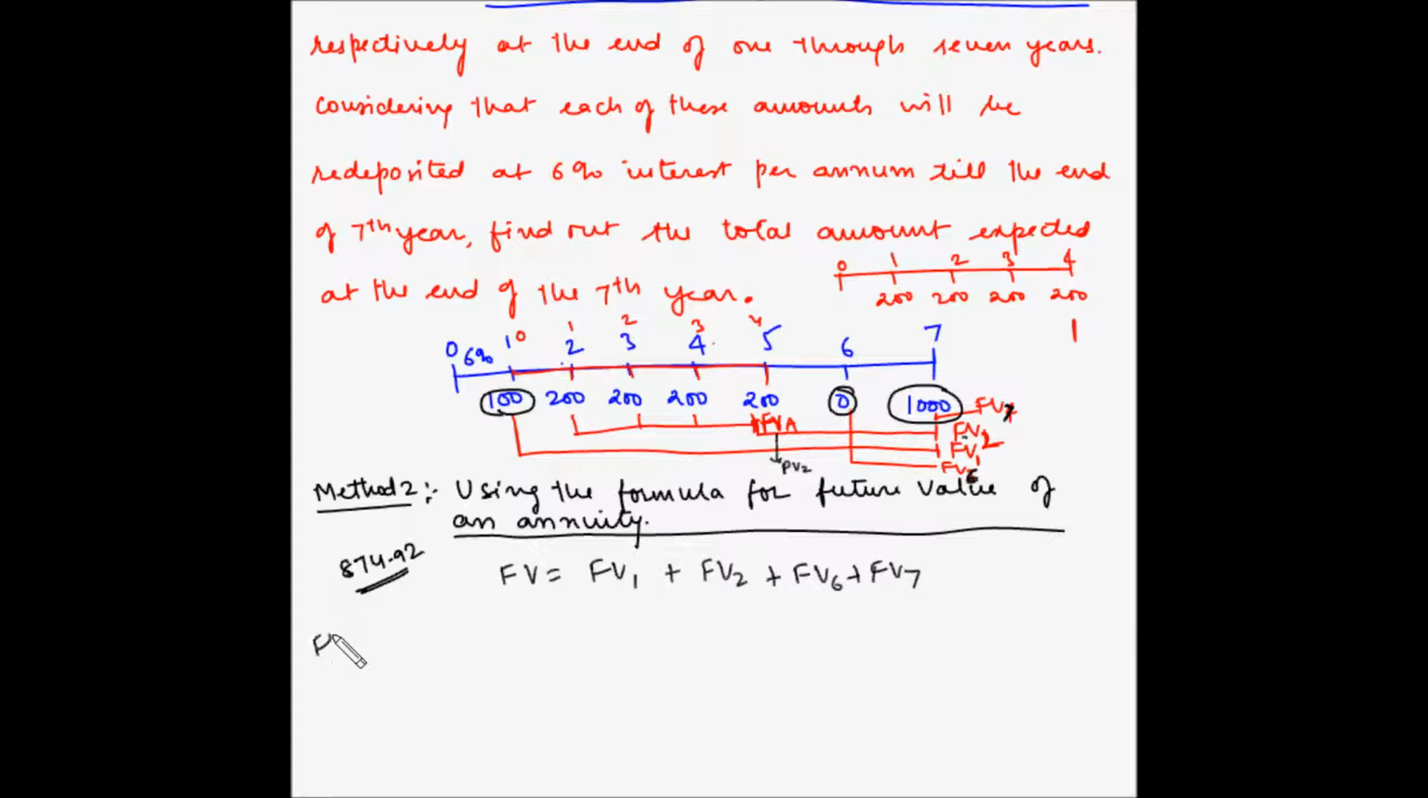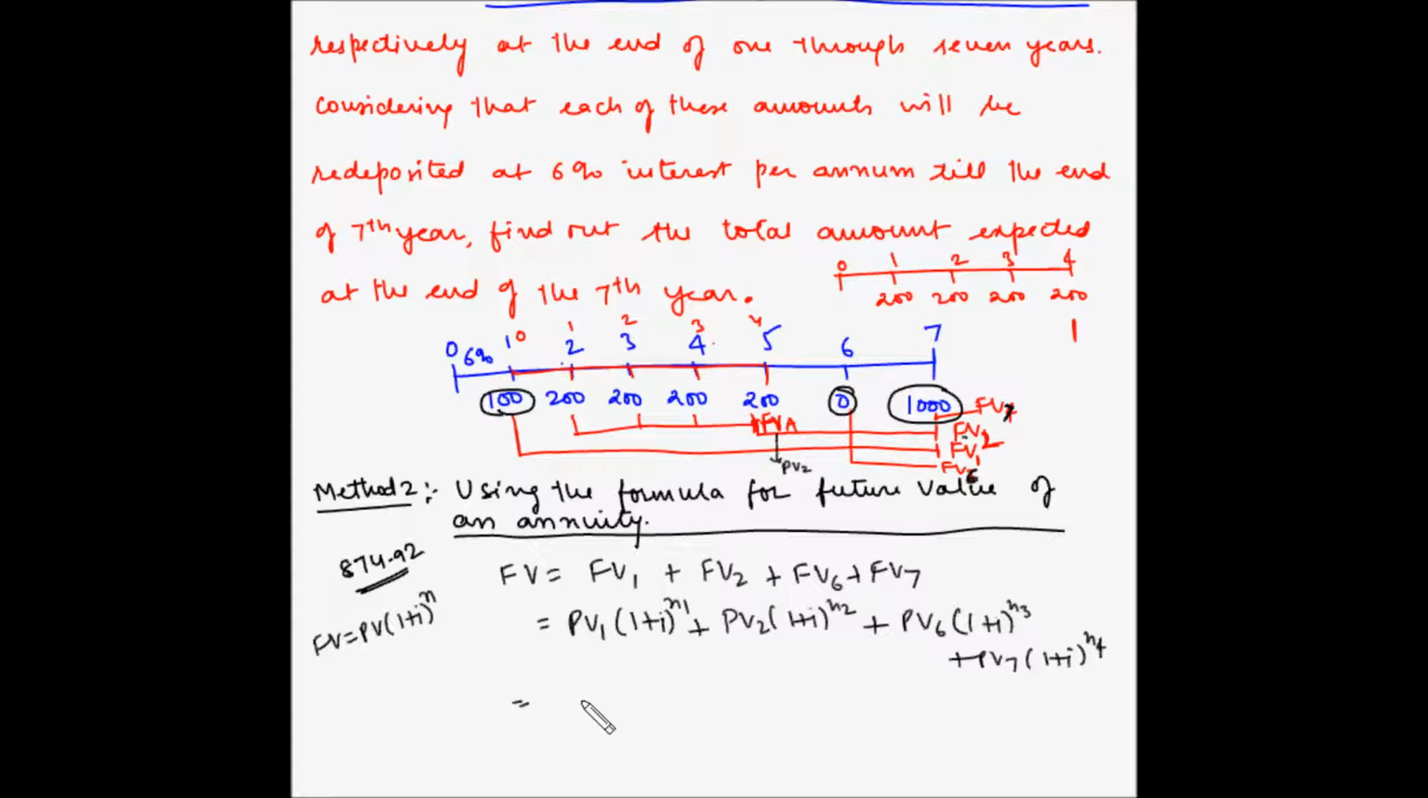Now we know that future value is equal to present value into 1 plus i to the power n. So FV1 will become PV1 into 1 plus i to the power n1, plus PV2 into 1 plus i to the power n2, plus PV6 into bracket 1 plus i to the power n3, plus PV7 into 1 plus i to the power n4.